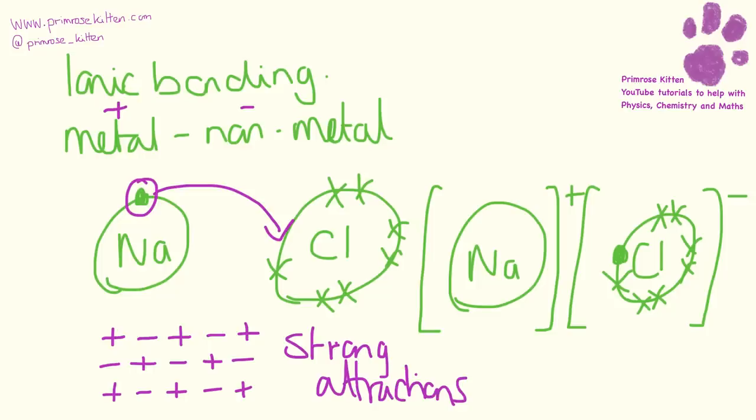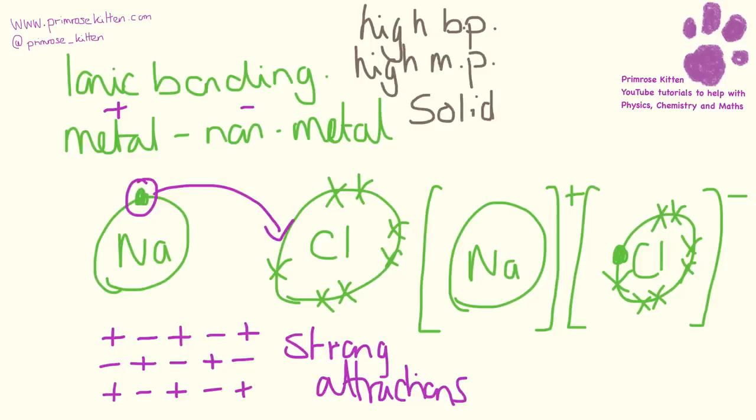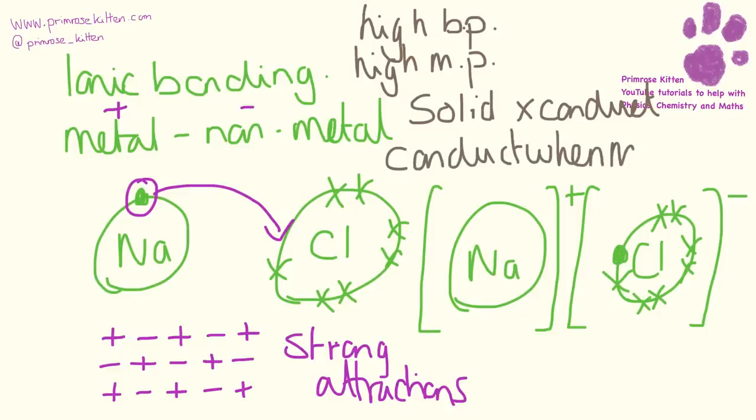And because they have such strong attractions, this leads to their properties. So the properties are that they are going to have high boiling points because you're going to need a lot of energy to separate out these things, high melting points. When they are a solid, they are not going to conduct electricity. But they are going to conduct when molten or dissolved. And the reason they're only going to conduct when they're molten or dissolved is because this is when the ions are going to be free to move around.